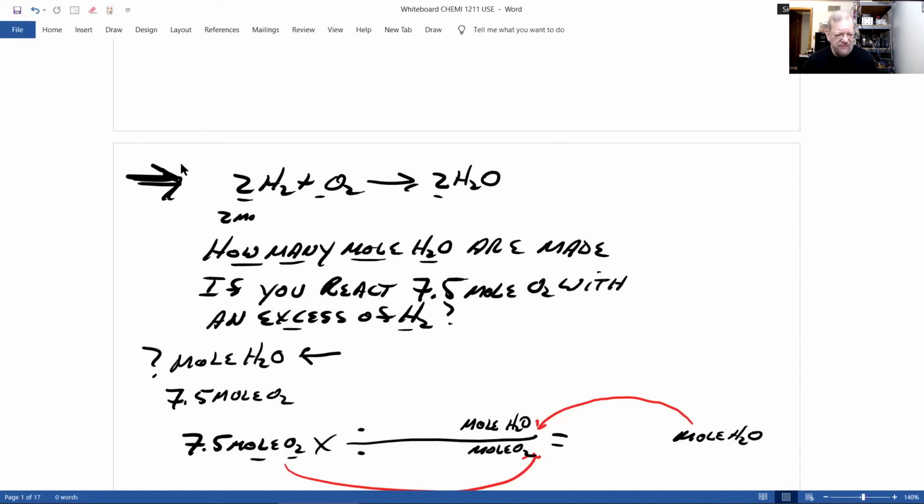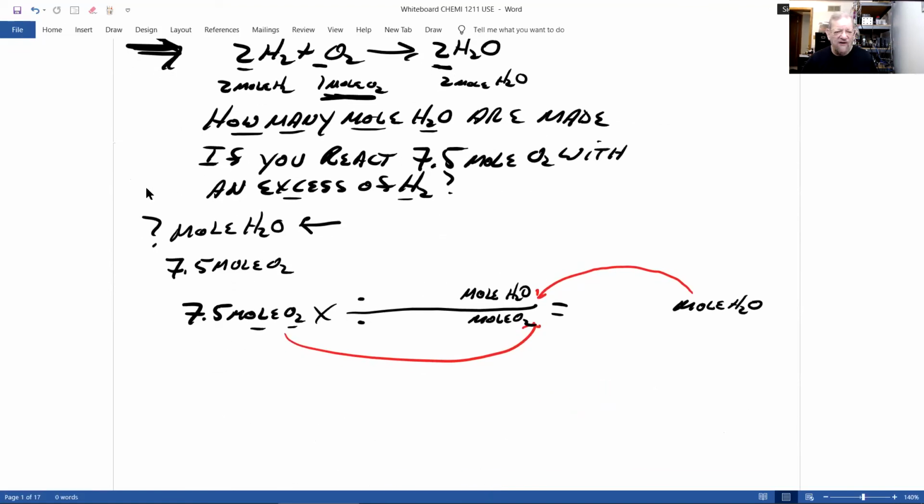This is 2 moles of hydrogen react with 1 mole. When there's no number, it's 1. Oxygen to make 2 moles of water. So now I know that for every 1 mole of oxygen, I make 2 moles of water. So I now have that. Before I pick up my calculator, notice moles of oxygen divided by moles of oxygen cancel out, because anything divided by itself equals the number 1, cancels out.